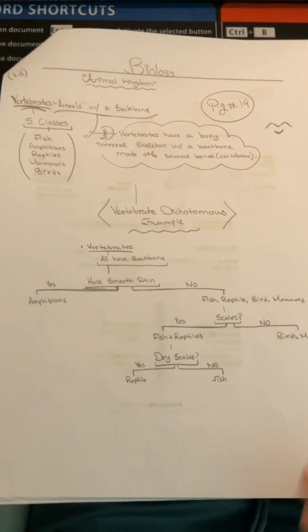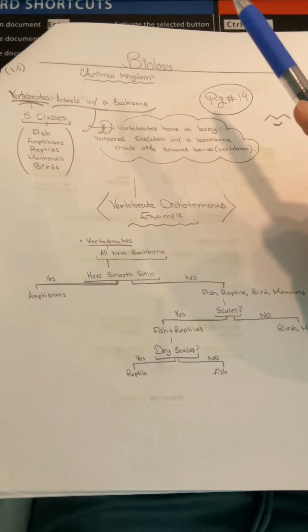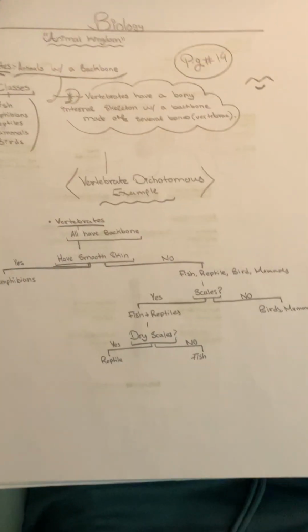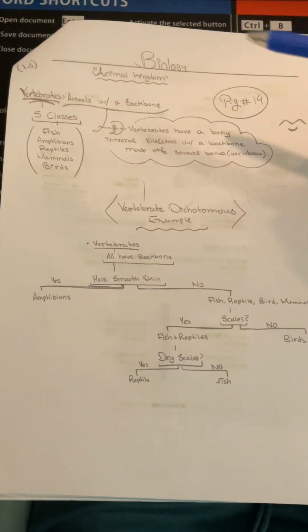Now coming to your favorite, vertebrates. Why? Because you are a vertebrate. A vertebrate is an animal with a backbone. We have 5 classes of vertebrates: fish, amphibians, reptiles, mammals, you're a mammal, and birds.